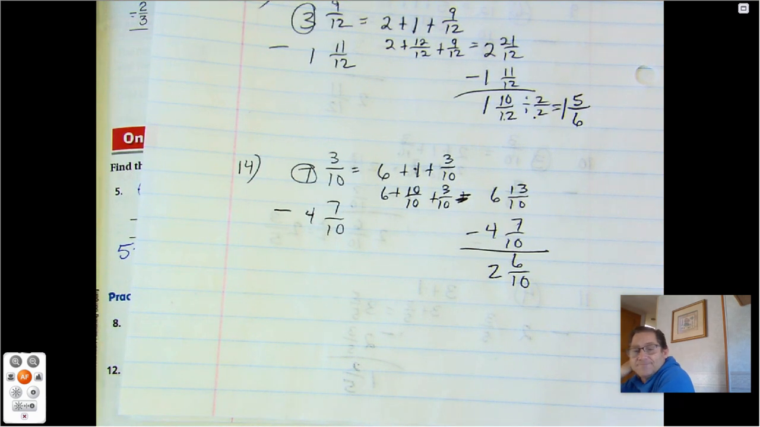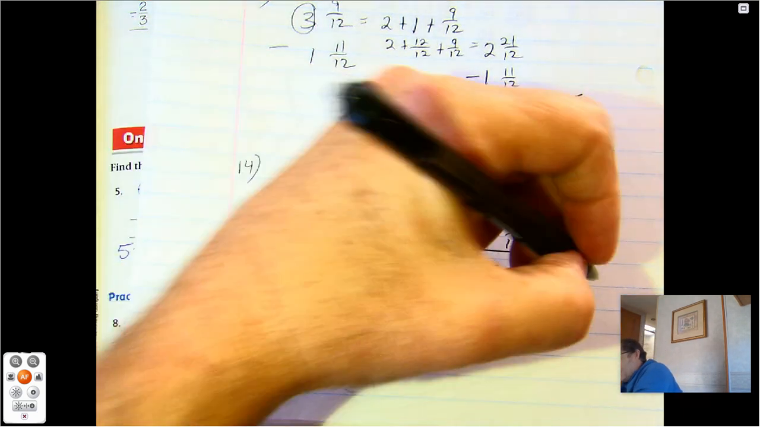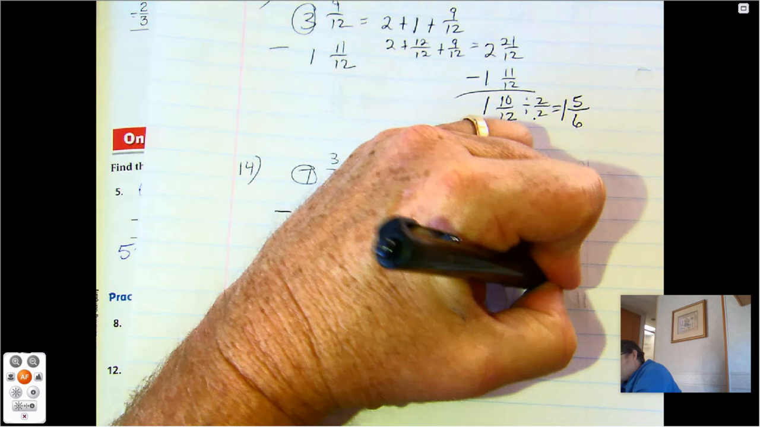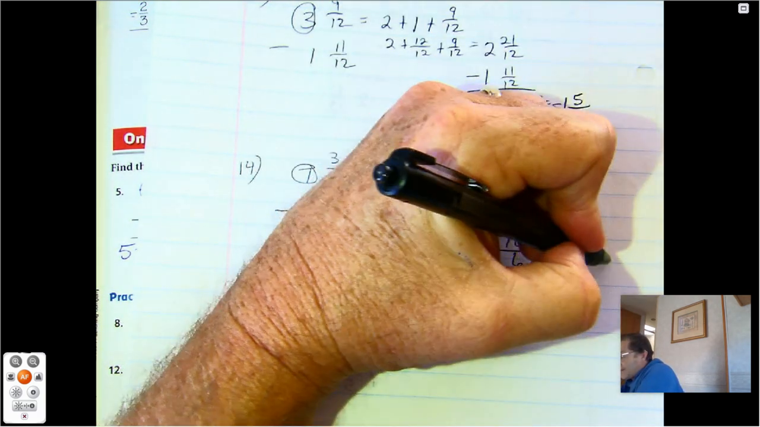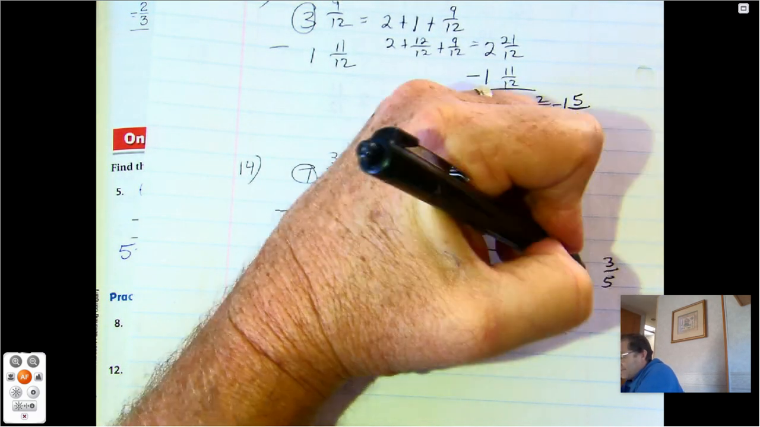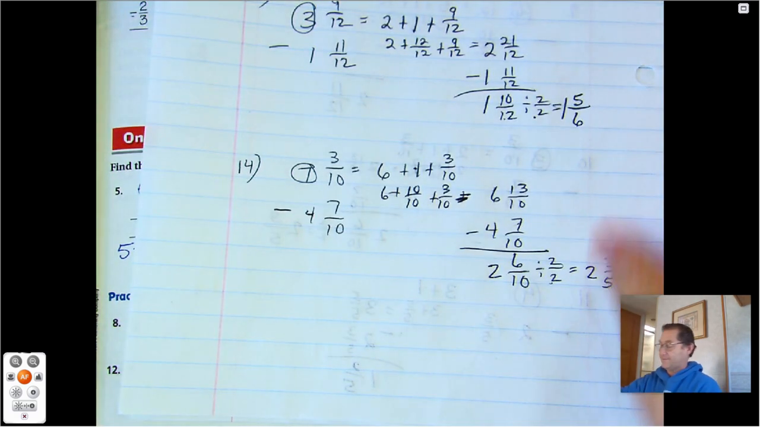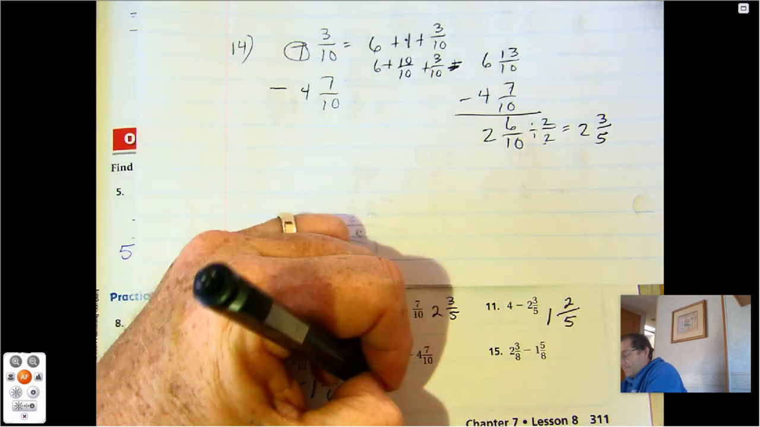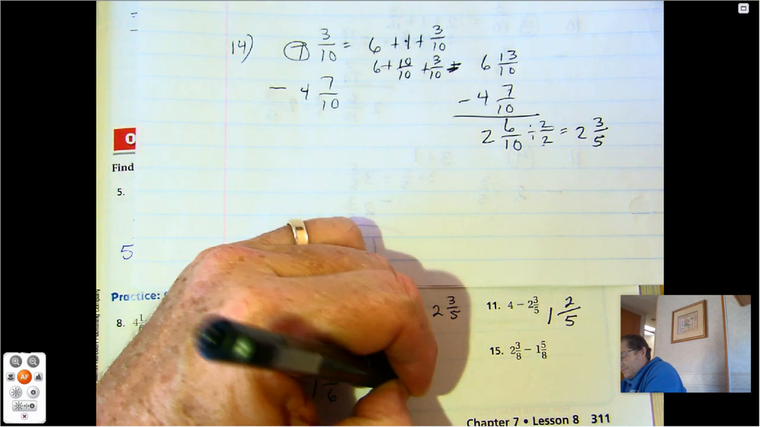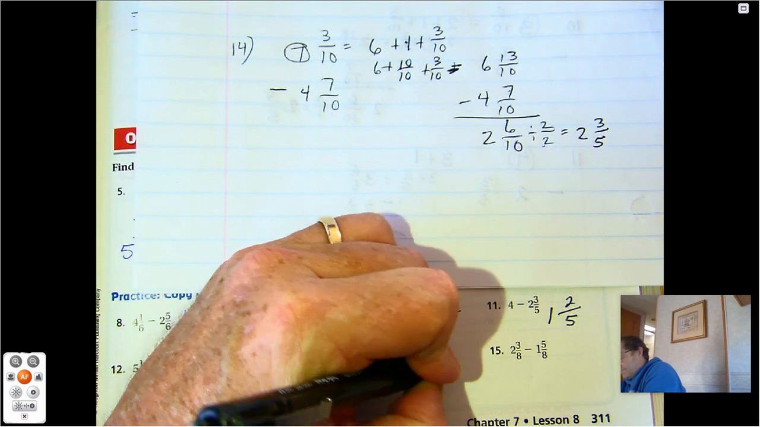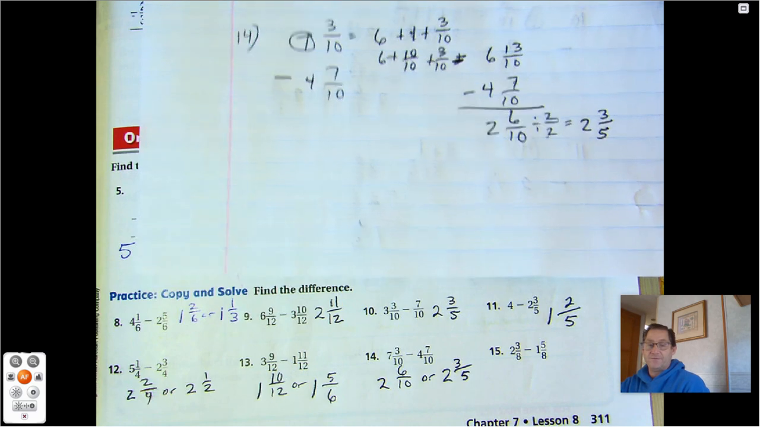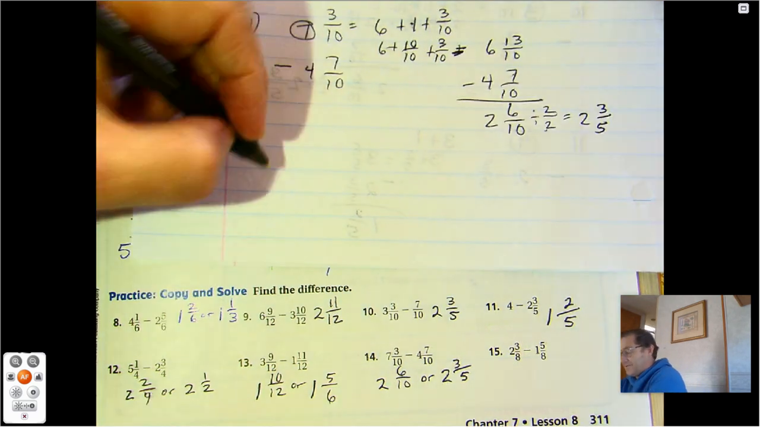6 and 10 are even. So let's divide by 2. 6 divided by 2 is 3. 10 divided by 2 is 5. So 2 and 3/5 is in simplest form. 2 and 6/10, or 2 and 3/5. And 15.